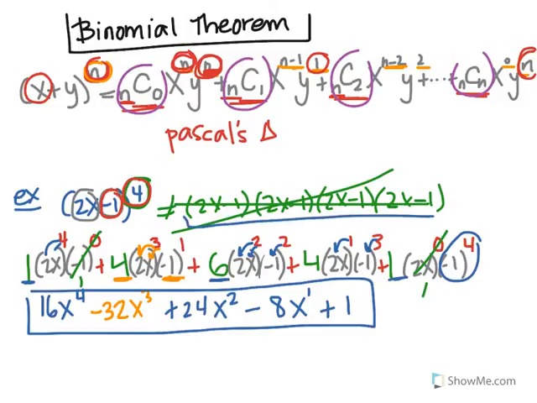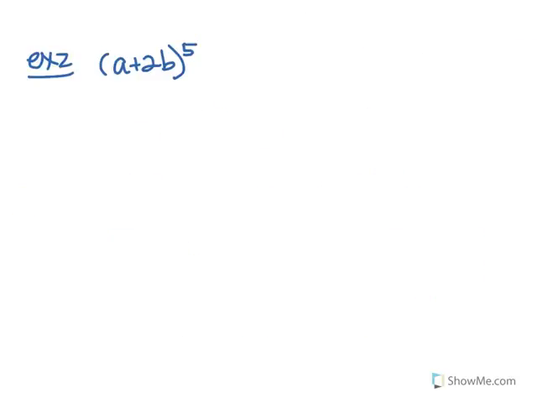If you were to do FOIL for this, you would end up getting this if you did it correctly. This is just a shortcut way of doing it. Okay, so here's one last example. I'm actually not going to do this one with you guys. I want you to try it on your own, and I want to see if you can get it.